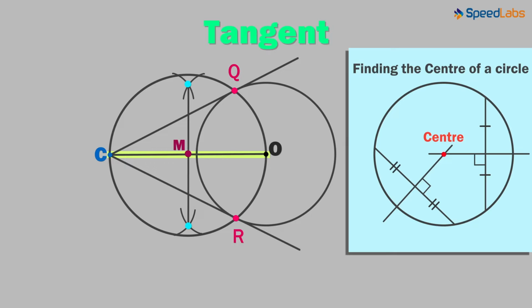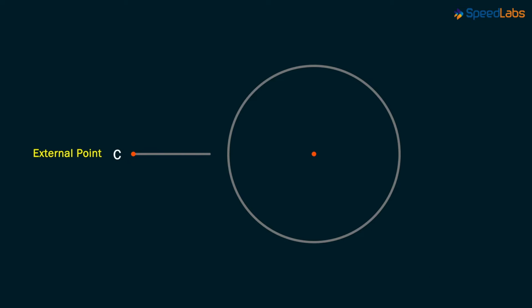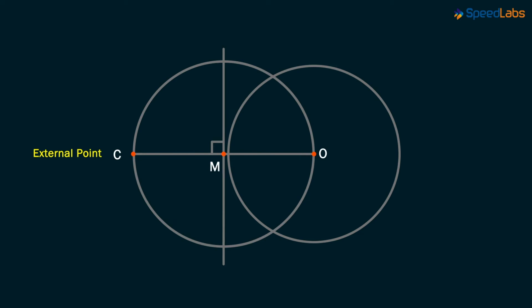So let me quickly review the steps of drawing a tangent to a circle from an external point. We join the external point with the center of the circle. Then we draw the perpendicular bisector of this segment. Then from the midpoint, we draw a circle with radius equal to this length. And the last step is to draw the segments from the external point to these points of intersection. These two are the tangents to the circle from this external point.